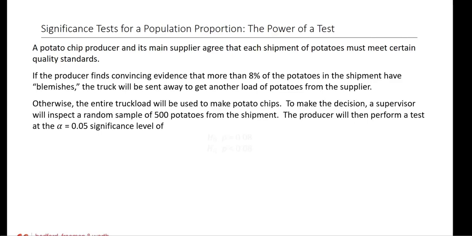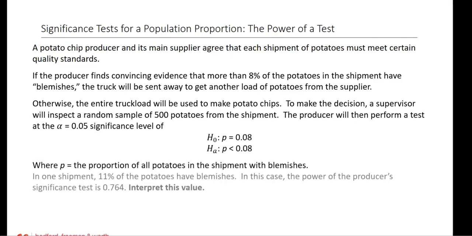So going back to the potato chip situation here, it says in one shipment, 11% of the potatoes have blemishes. Remember, 8% was our level where nothing's going on; it's the null. In this case, the power of the test is 76.4%. So they just told us the power. Can we interpret the value?